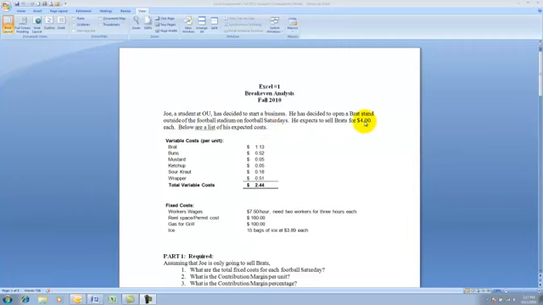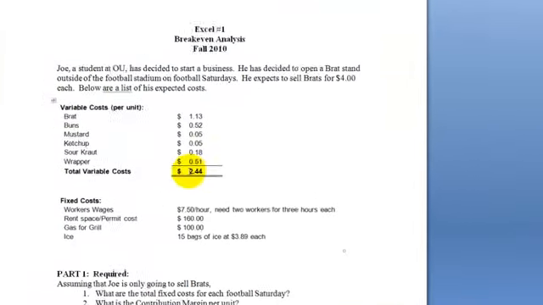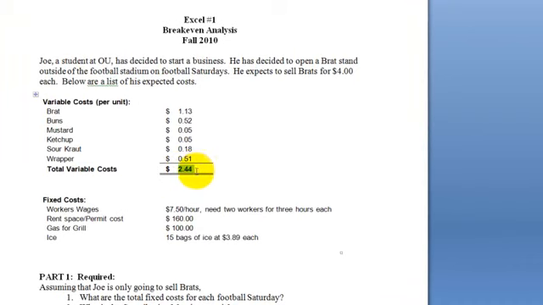He expects to sell brats for $4 each. Below is a list of his expected costs. His variable costs for the brat, if you don't know, it's simply a sausage, the bun, the mustard, ketchup, sauerkraut, and a wrapper. So the total variable cost per unit is $2.44.